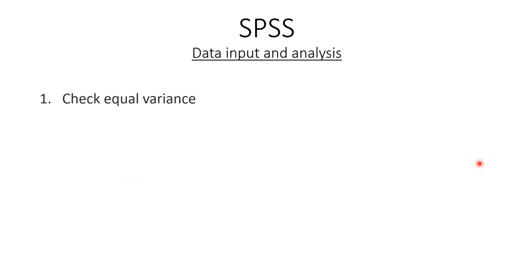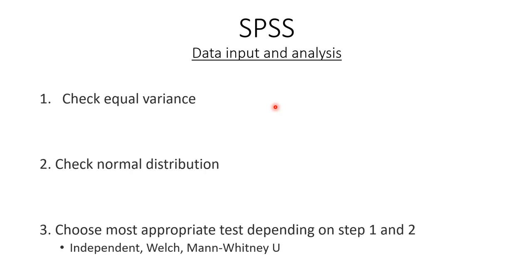So this is the workflow that I would typically do. So check the equal variance. This is actually included in the output with the independent t-test. So you can check normal distribution first and then equal variance. And then depending on what we find, we can then choose the most appropriate test depending on those initial measurements. So do we run the independent t-test or do we run a Welch or Mann-Whitney U test?